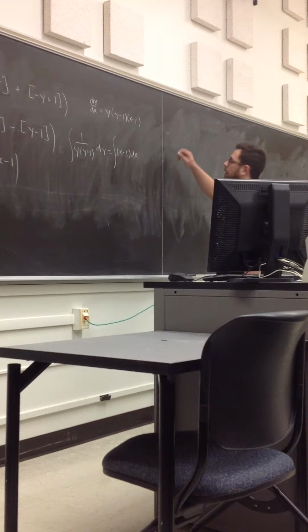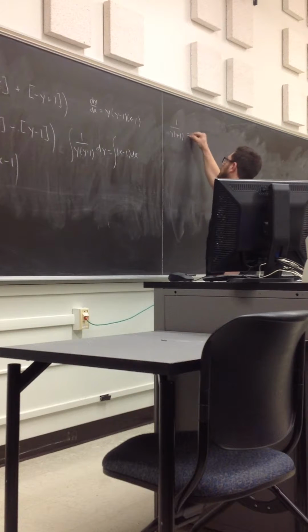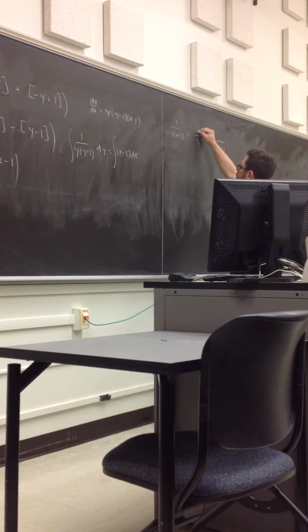Let's rewrite this first. One over y times y minus one. We have two factors, y and y minus one, and each gives us a partial fraction. The denominator of the first is y, the denominator of the second is y minus one. Do you remember what goes in the numerator? If the denominator is linear, power one, the numerator is constant. If the denominator is quadratic, the numerator is linear. So the degree of the numerator is always one less than the degree of the denominator. So here, this is just constant, and then constant. Now what?